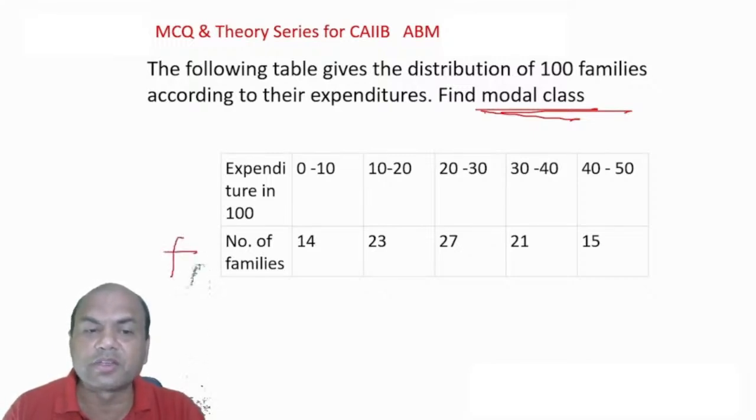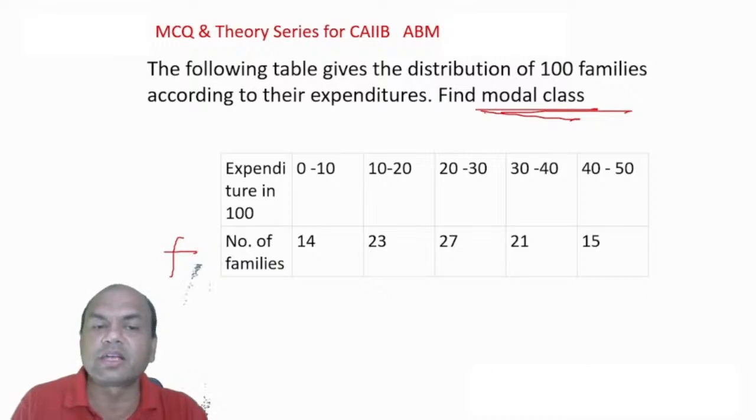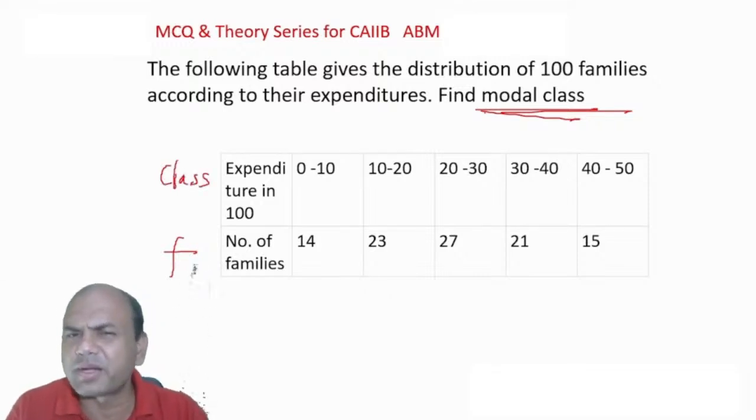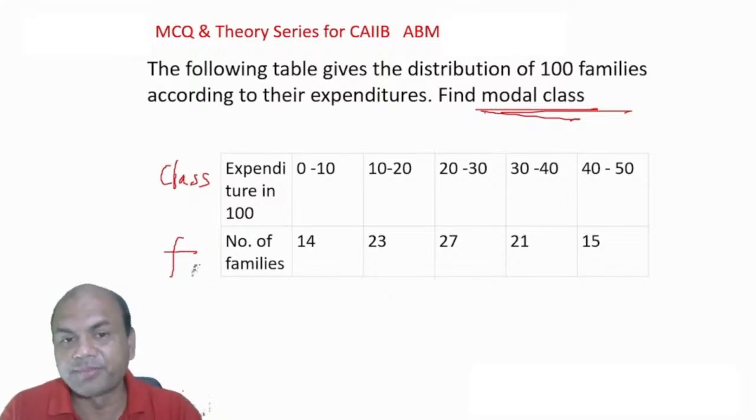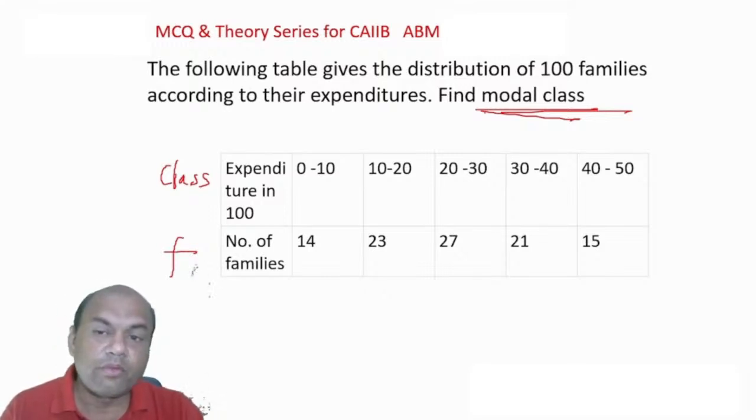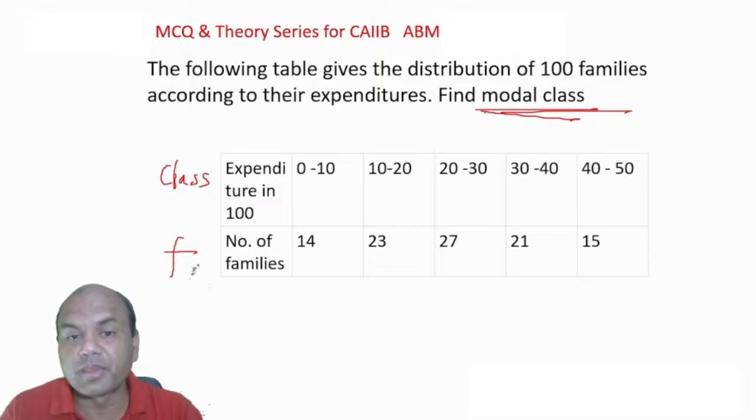Remember, class is always this class, or we call it X also. X class, because for this class you have a class mark. That's a separate part, we'll do this someday else. So, which is the modal class over here? Highest frequency, 27. So, which is the modal class?